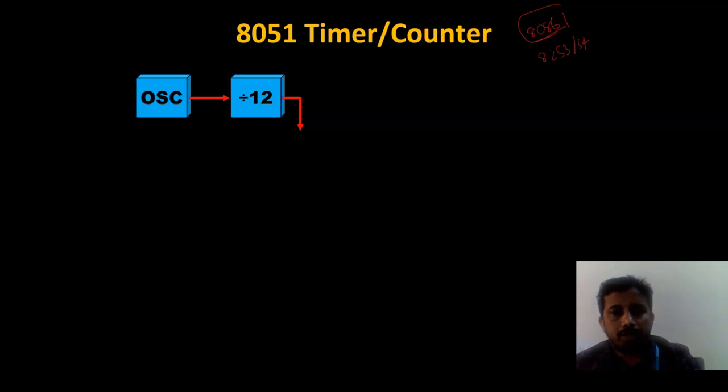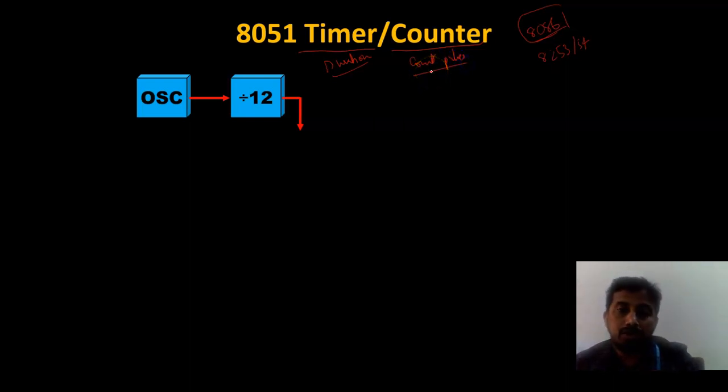Already, internally in your 8051 there are two timers named timer 0 and timer 1. The same timer can be used as a counter also. So what is the basic difference between a timer and a counter? A timer will give you the total time duration. When you go for a counter, it will give you the count pulses, how many pulses it has counted.